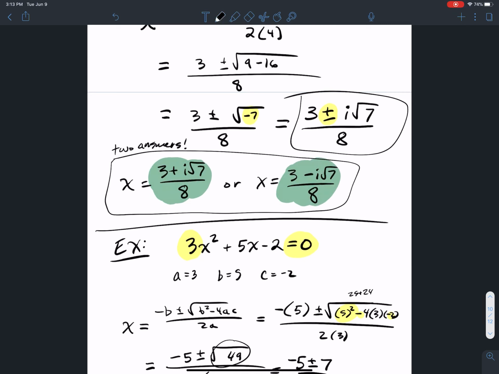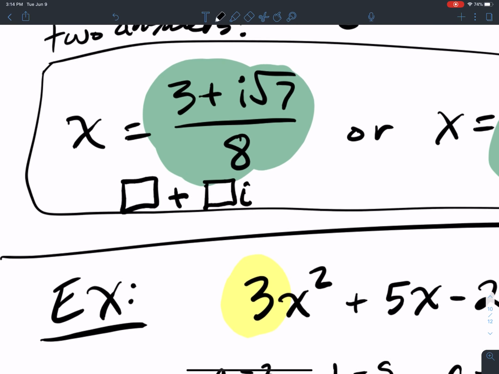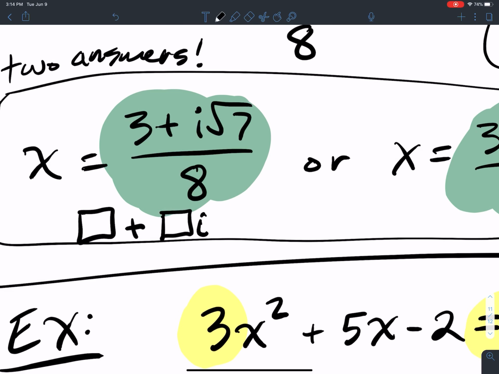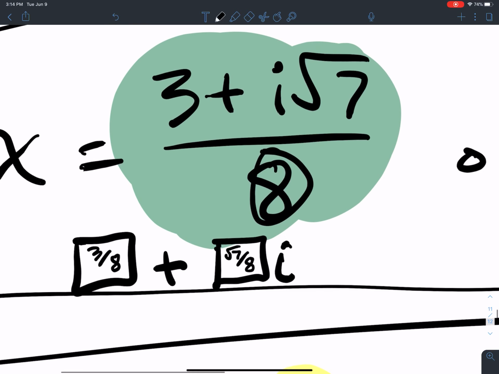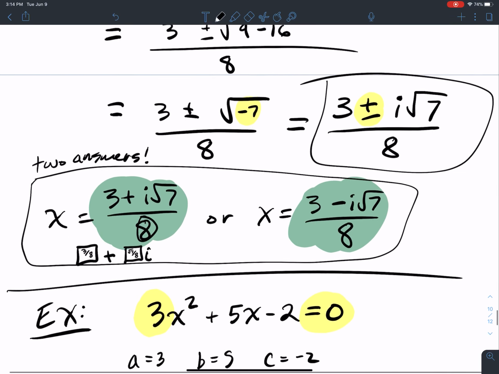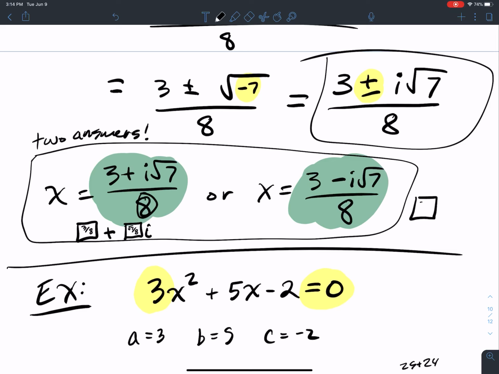And if you had to write this in your imaginary box in your homework, where it's like blank plus blank i, how would you write that? That fraction right there, this 8 divides both of those pieces, right? So this is like 3 over 8, and this is like square root 7 over 8. That's how you would represent that in your box form. So this one would be 3 over 8 plus a negative square root 7 over 8i. Okay?